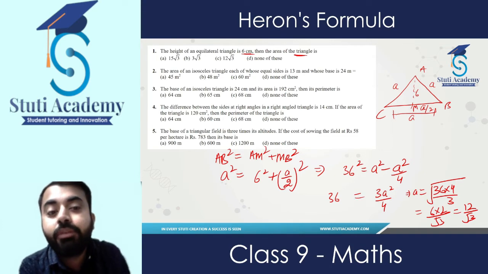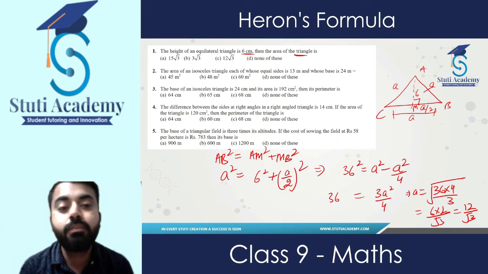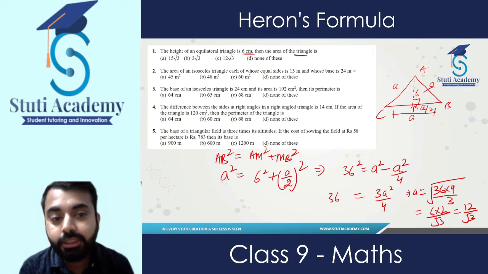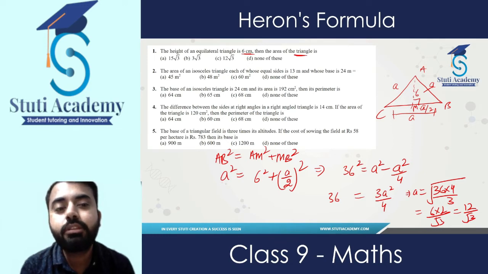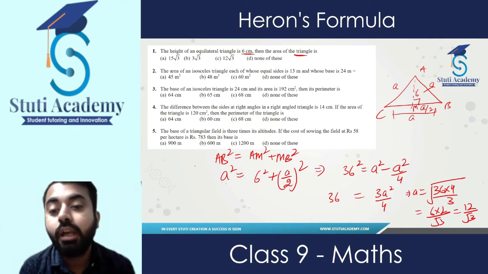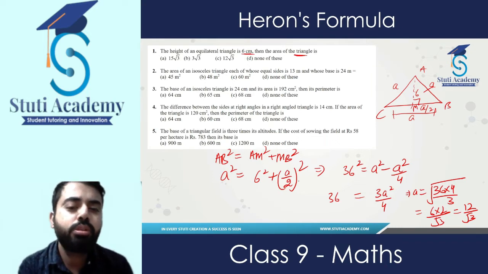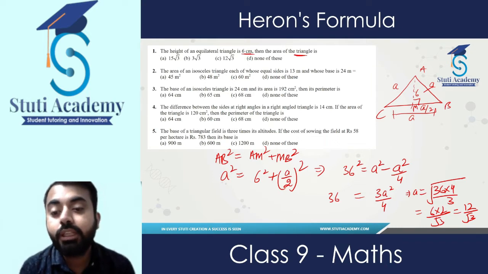AB is the hypotenuse in this right angle triangle. AB square equals AM square, your perpendicular square, plus your base square. AB square will be a square, AM square will be 6 square, and MB square will be (a by 2) whole square. So a square equals 36 plus a square by 4.